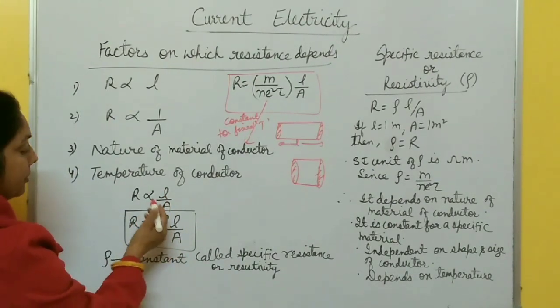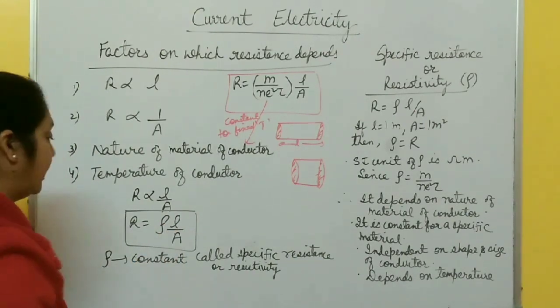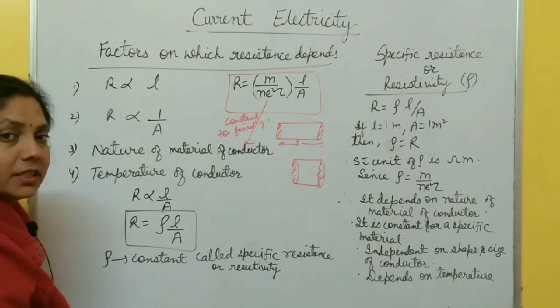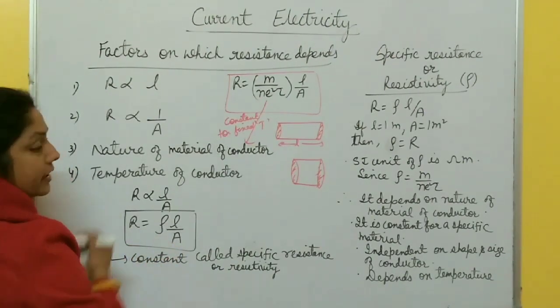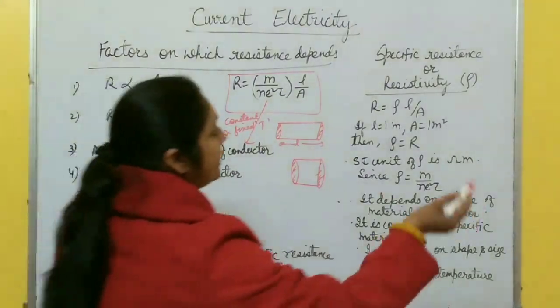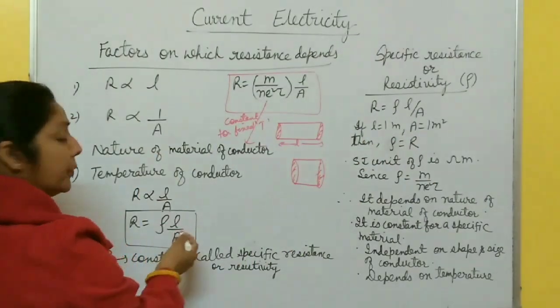R equal to, removing this proportionality constant, R equal to rho L by A, and this rho is a constant called specific resistance or resistivity, right? What is this resistivity and on which factors does it depend? So the next topic is specific resistance. R equal to rho L by A.